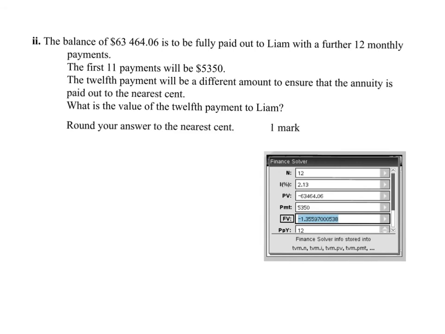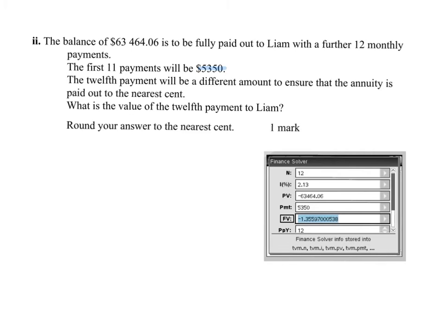Okay. The balance of $63,464 and 6 cents is to be fully paid out to Liam with a further 12 monthly payments. The first 11 payments will be $5,350. The 12th payment will be a different amount to ensure the annuity is paid out to the nearest cent. What is the value of the 12th payment?